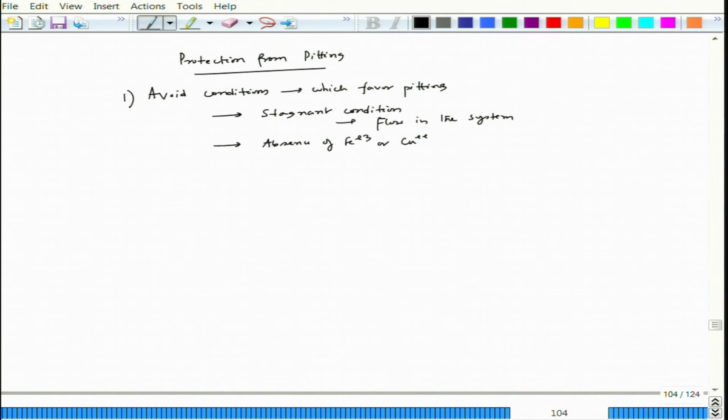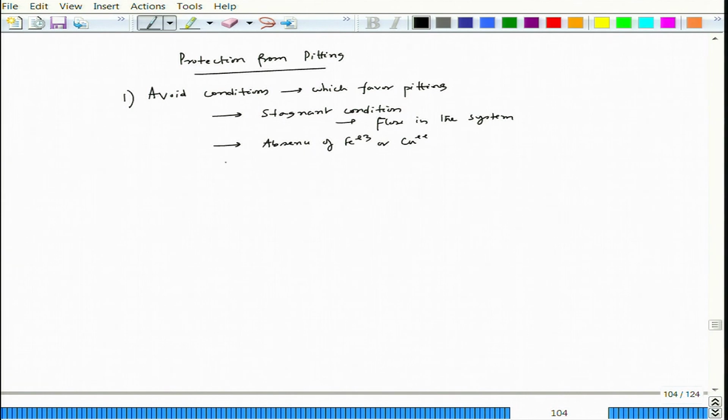So for example, copper ion can come into the iron tank if the inlet pipe is made out of copper or brass. Then copper ion can get in. That can lead to a deposition of copper due to cathodic reaction, and then the copper deposit would act as a cathode, and there pitting can start. So if we can avoid that, then definitely pitting can be avoided.